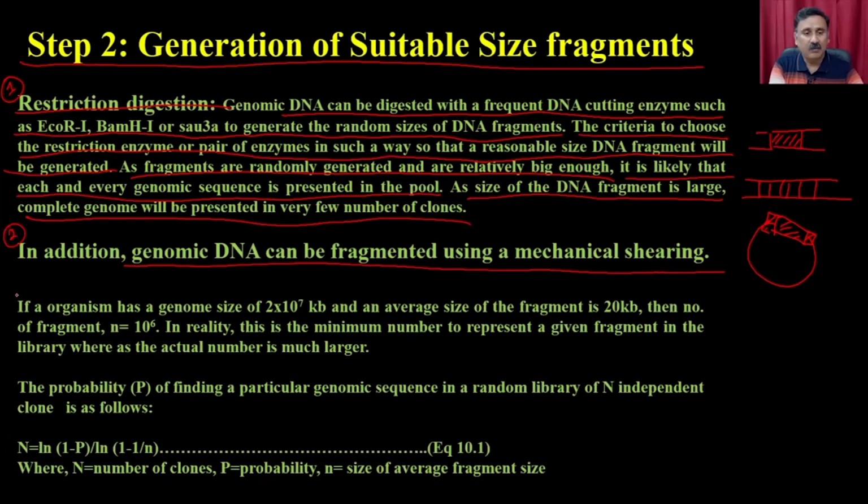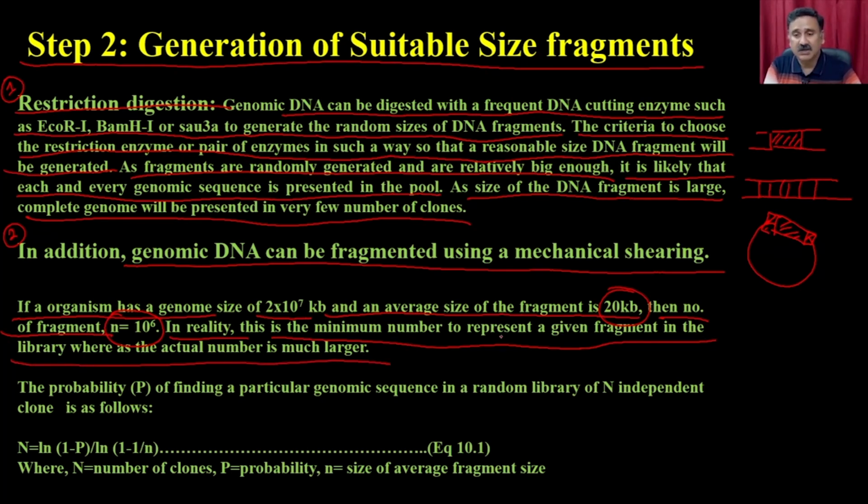Now, for example, how much would the fragment size be? If an organism has a genome size of 2 × 10^7 kb and the average size of a fragment is 20 kb, then the number of fragments would be N = 10^6. You divide this number by this number, and you get this number. In reality, this is the minimum number of clones to represent the fragments in the library, where the actual number is much larger. It is almost 10 times the number you have to get.